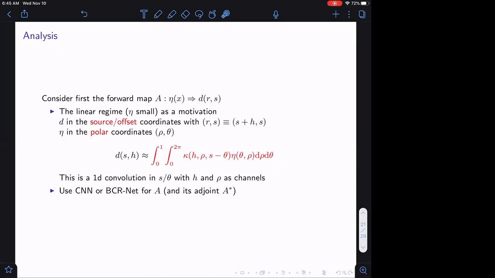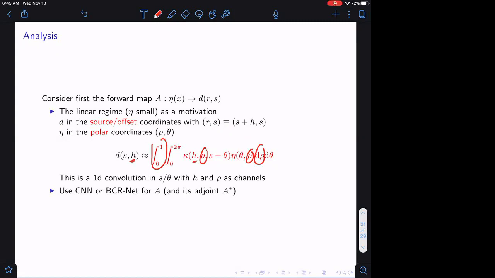Once you do these two reparameterizations, of my eta and of my data, and this data actually depends on eta in this very nice way, in fact, you have two integrals. One integral is in rho, which you can think about as a parameter. And h you can also think about as a parameter.